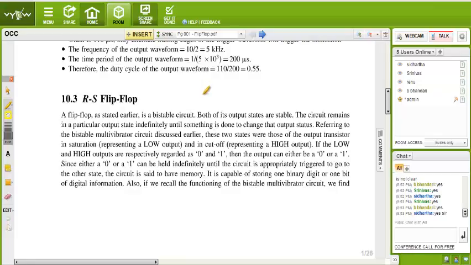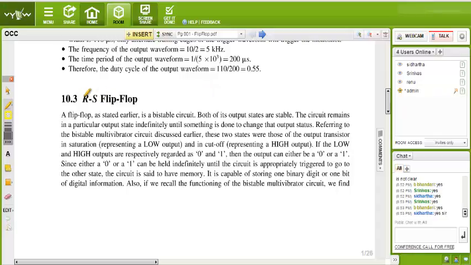Flip-flop is a basic element of a memory. Memory means it can store a bit as long as power is supplied. That means it can store any data. So we can say that flip-flop is a basic element of a memory device.